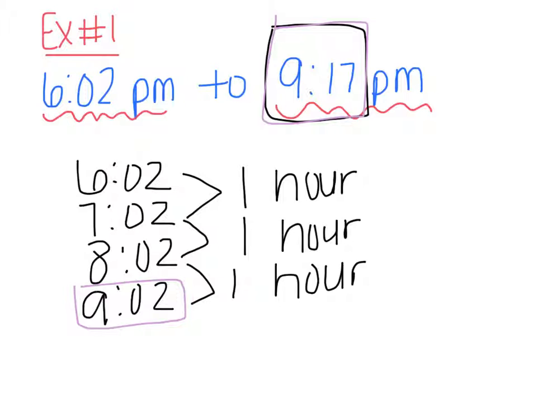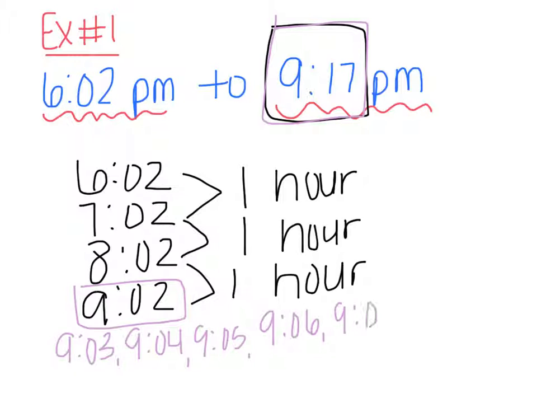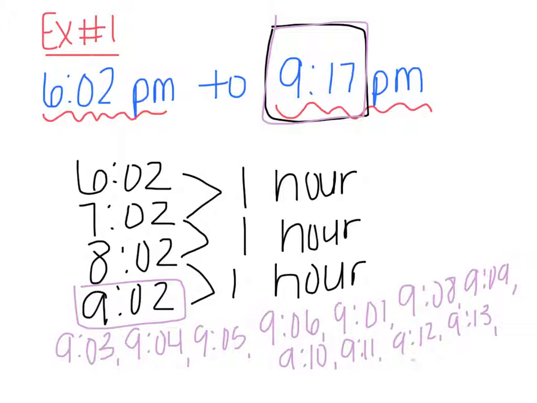So I'm just going to count up: 9:02, 9:03, 9:04, 9:05, 9:06, 9:07, 9:08, 9:09, 9:10, 9:11, 9:12, 9:13, 9:14, 9:15, 9:16, and 9:17.